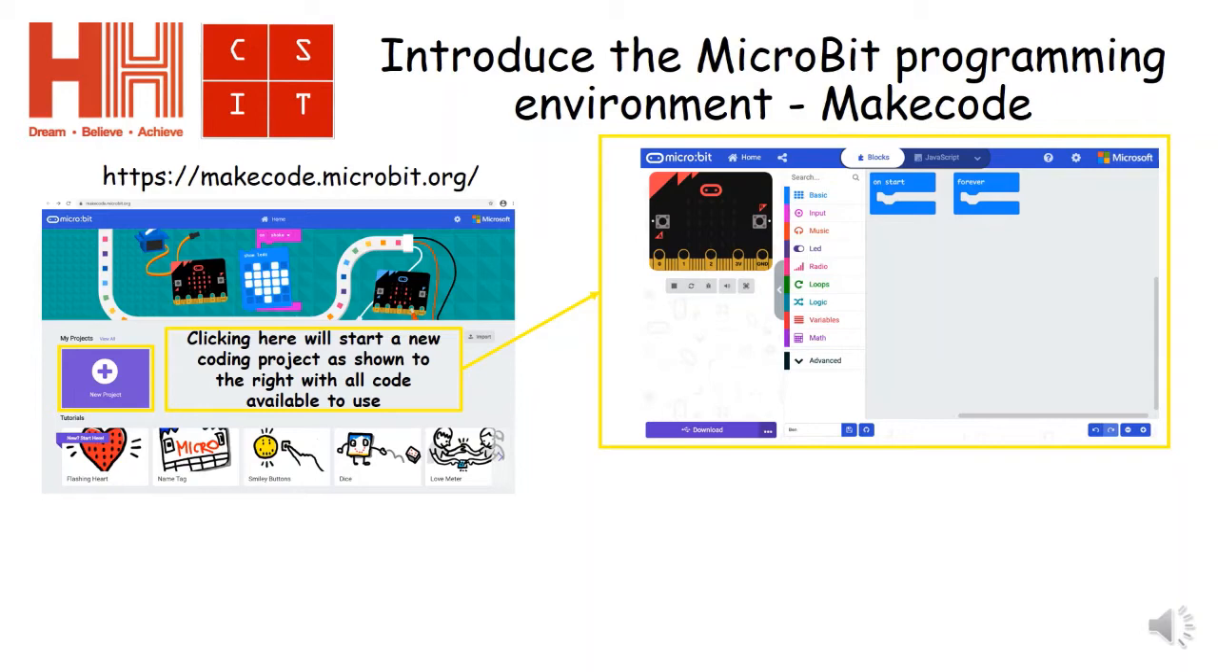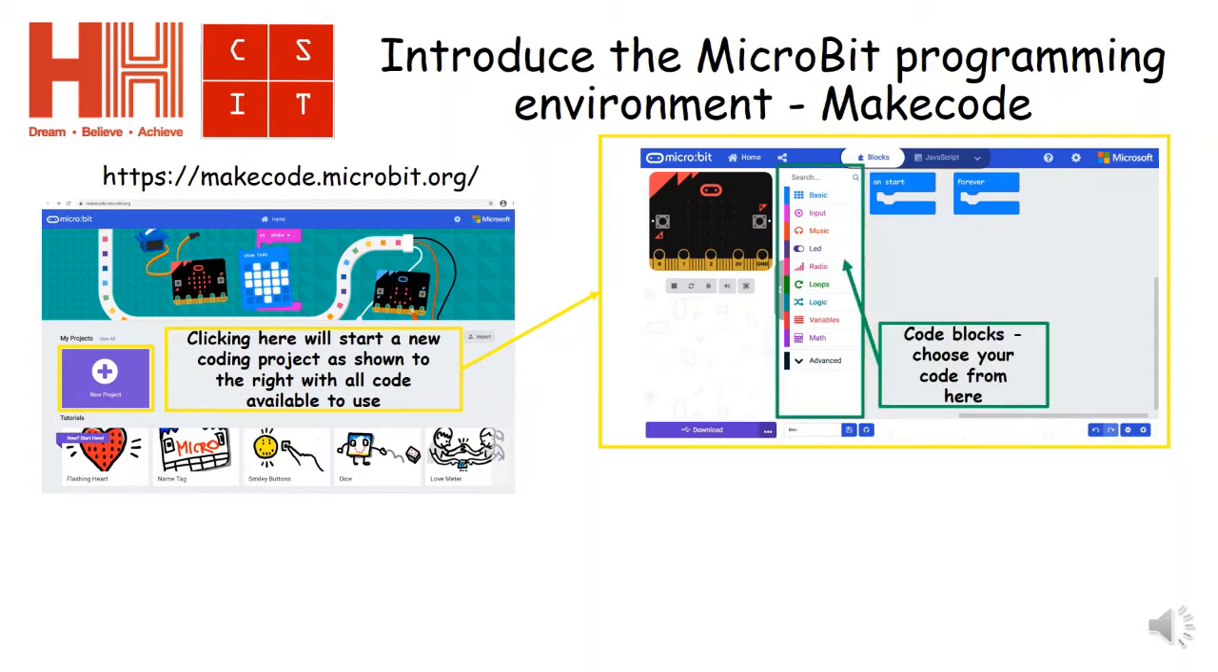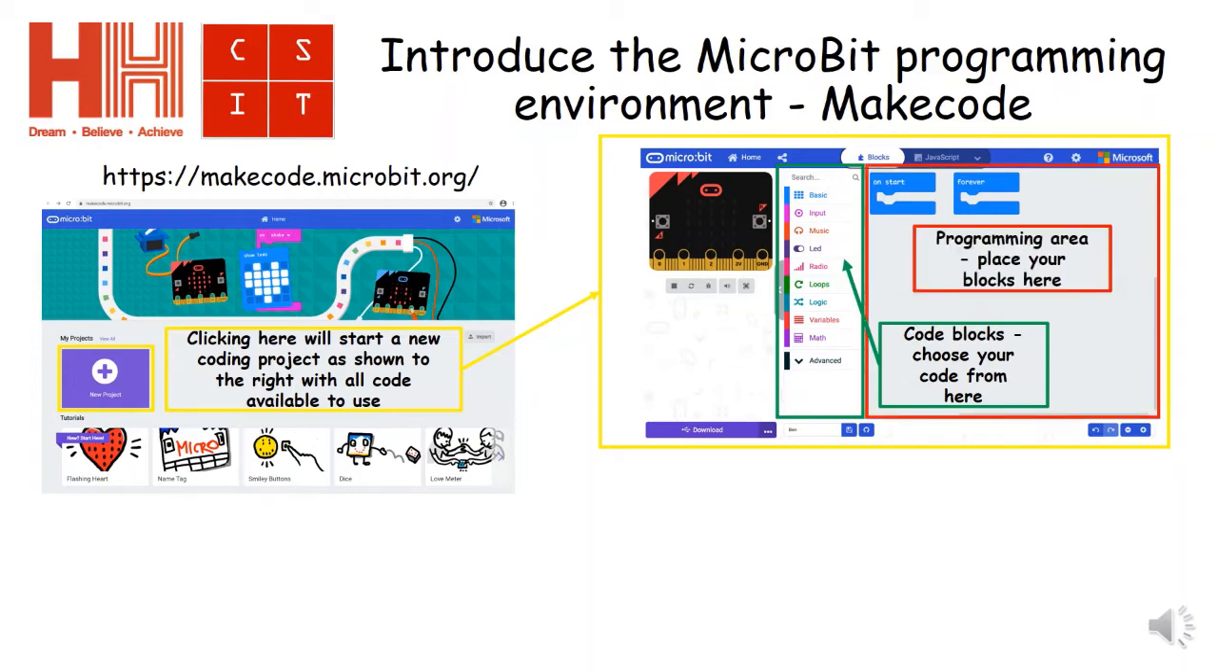Now this is split up into three sections. The first being the code blocks. Now this is where you choose your code from. Now it's a block-based programming environment, which means you'll be able to drag and drop your code so that it snaps into the blocks. On the right hand side you've got your programming area, and this is where you will drag your blocks to. And finally you've got an emulator. Now this is a virtual microbit where you can test the code that you have been writing.